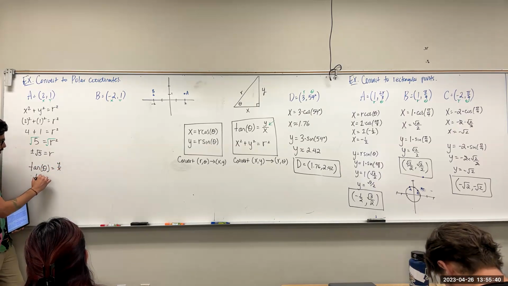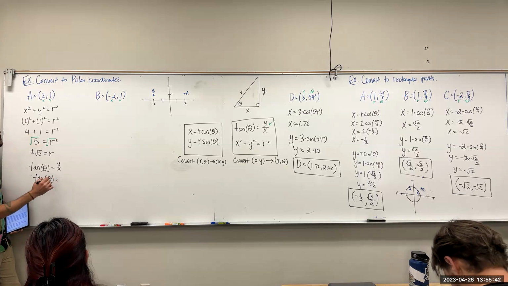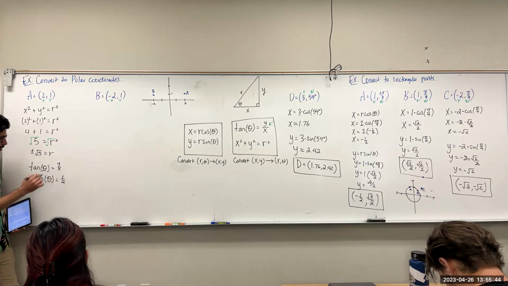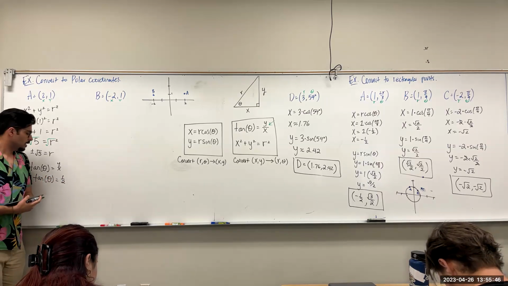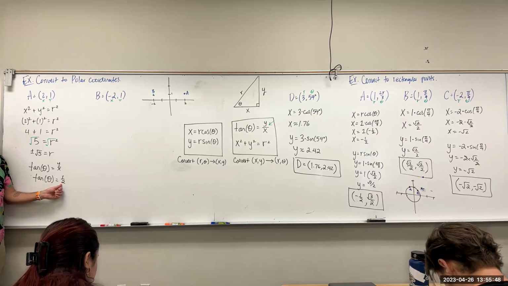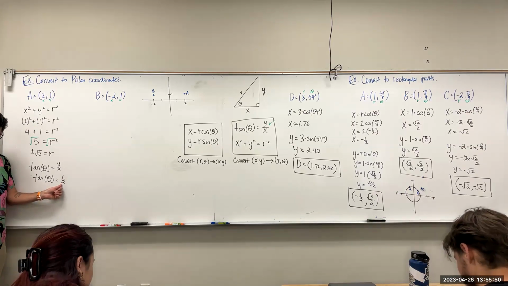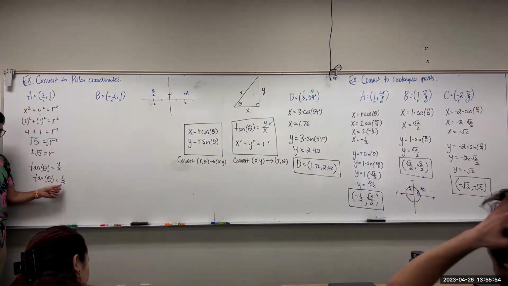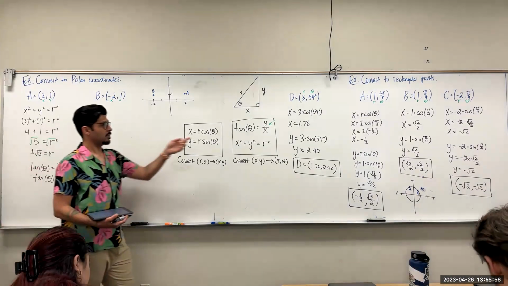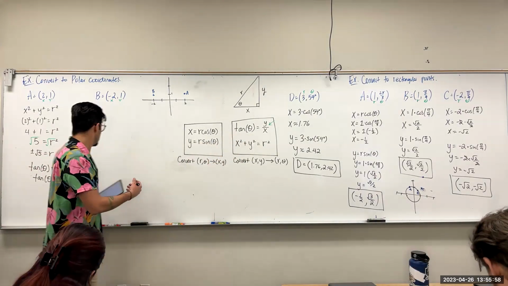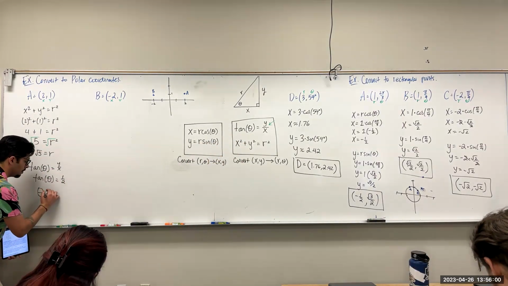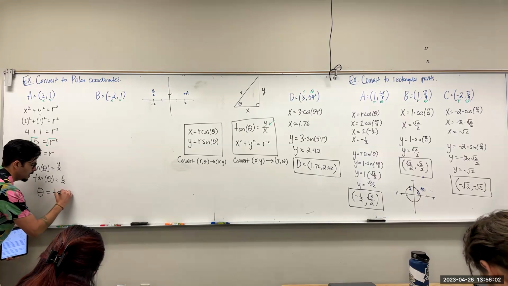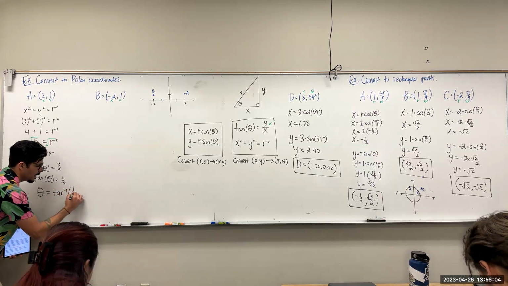And then for theta, we're gonna use tangent of theta is equal to y over x. So that's tangent of theta is equal to 1/2. The unit circle might not be able to help you with this one, because that's tangent, right? Not sine or cosine. So we're gonna use our inverse tangent to help us out here. So theta is gonna be inverse tangent of 1/2.